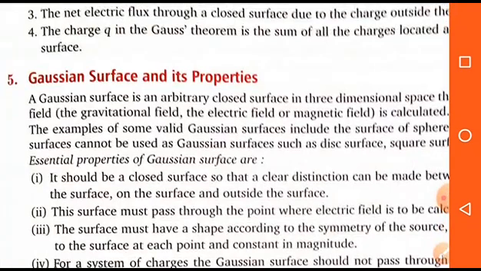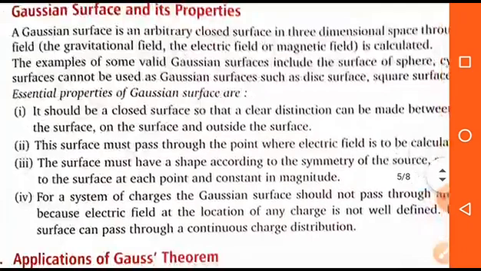Now the next topic is what is Gaussian surface and what are its properties. The Gaussian surfaces are imaginary surfaces which are drawn for getting the electric field at any point. For example, if we take a small surface and we have to find the electric field at any point, then we generally draw an imaginary surface around the original surface, and that surface is known as Gaussian surface.